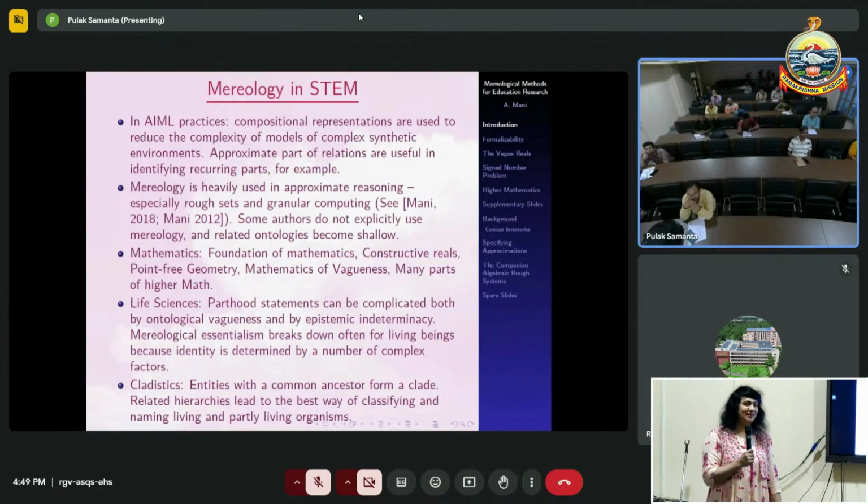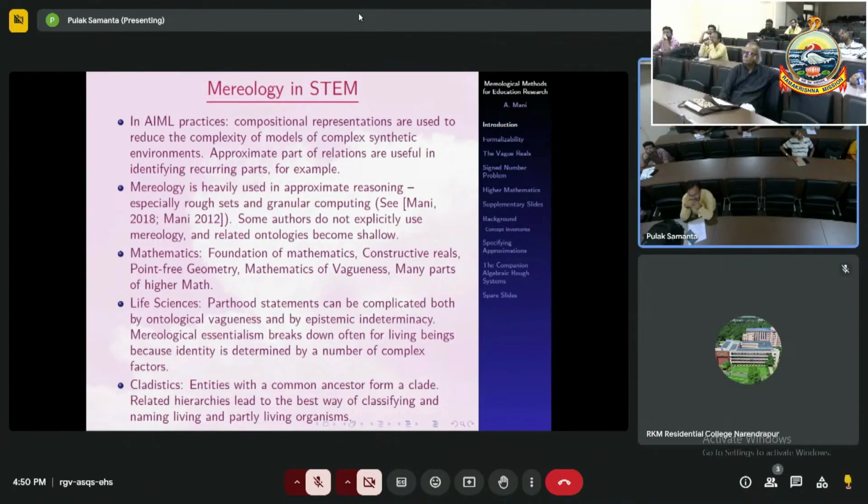You know about taxonomy and nomenclature in biology. Cladistics is the more modern version of that. And so that's how it's done. Entities with a common ancestry form a clade. And related hierarchies lead to the best way of classifying and naming living and partly living organisms. So that is the modern way of doing it. Previously there was a different thing.